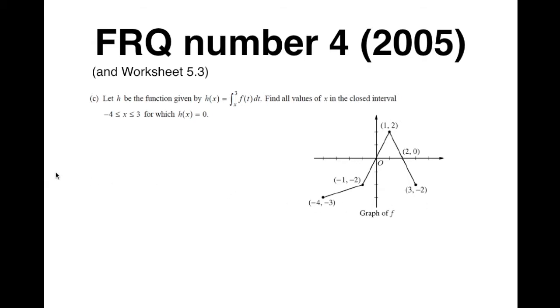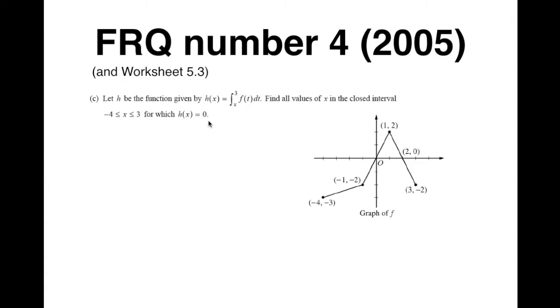Question C. We are defining a new function h here, which is a little bit weird compared to an accumulation function, but it's still the same idea. So h of x is defined as the integral from x to 3 of f of t dt. Find all values of x in the closed interval from -4 to 3 for which h of x equals 0. How can we interpret h of x? H of x is the area under the graph of f from x to 3.